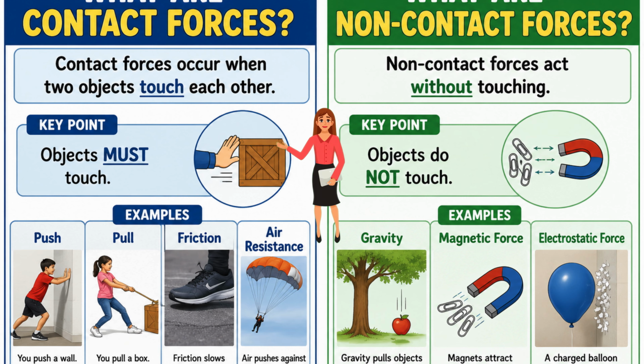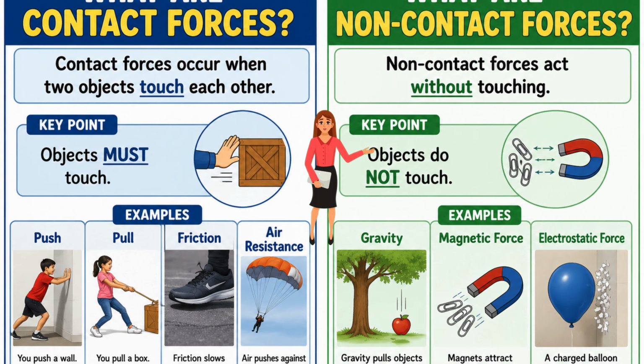pulling of an object towards you, and then we have friction. So please remember, without friction we would slip when we walk. So the shoe is in contact with the ground. And then we have air resistance. Air resistance is a force caused by air pushing against moving objects. So we have the skydiver falling, the parachute opens, and the person slows down.